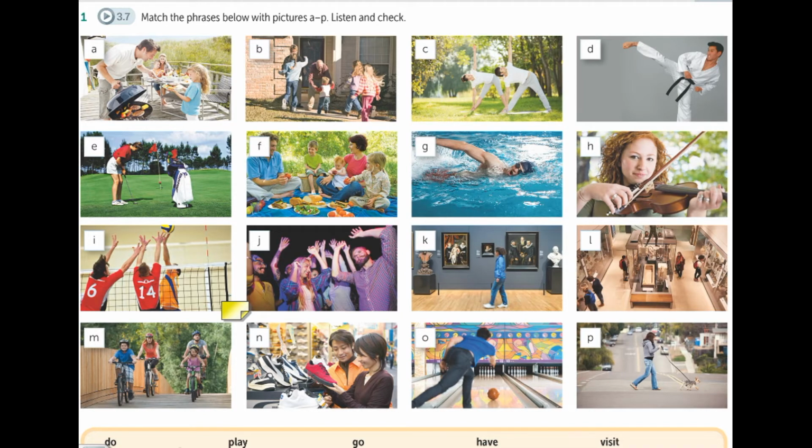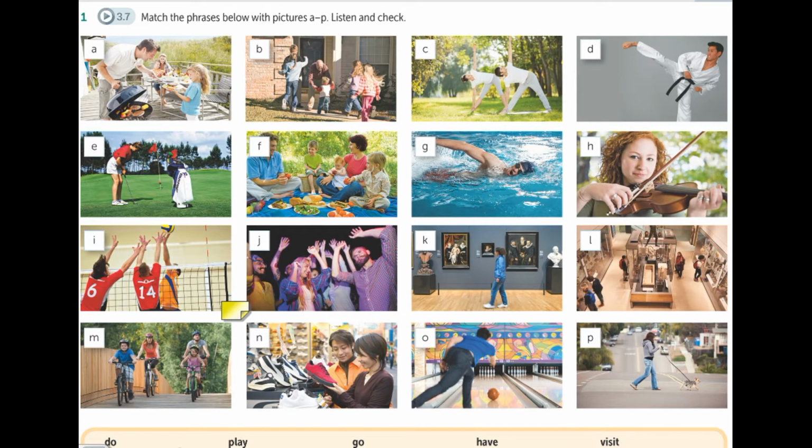Okay? So, here we have some verbs that you're going to associate with the correct pictures, right? We have the verbs do, play, go, the verb have, and the verb visit, right? Which of these verbs can be used with the different pictures that we have here? Now let's take a look at the pictures.